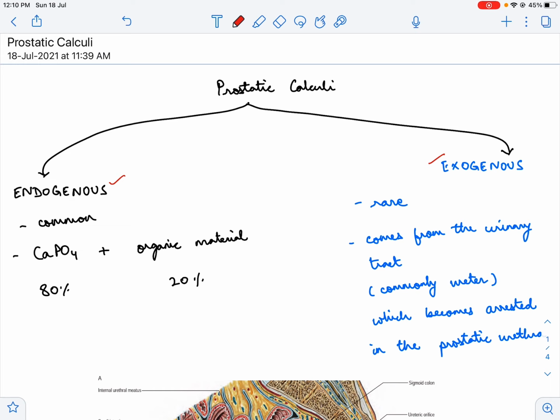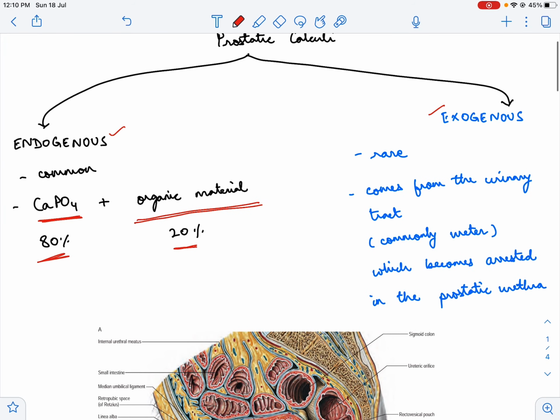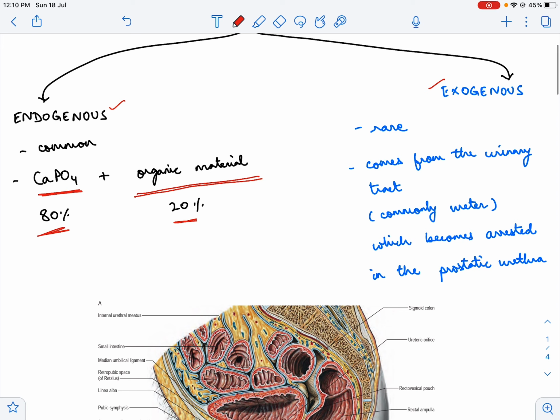The endogenous ones are more common and the bulk of it is composed of calcium phosphate, around 80%, and the remaining 20% comes from organic material, which might be the secretion of the prostate or it might be the prostatic tissue itself, which gets incorporated within the prostate gland. The exogenous calculi is rare compared to the endogenous type.